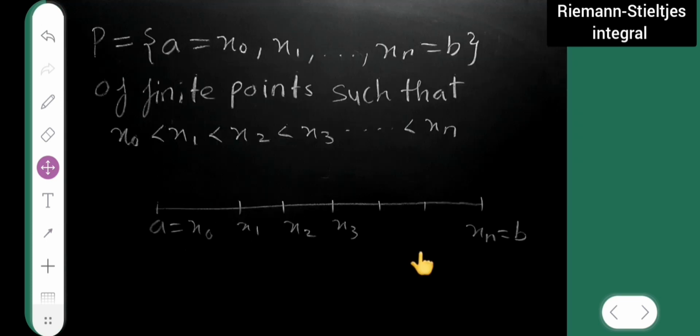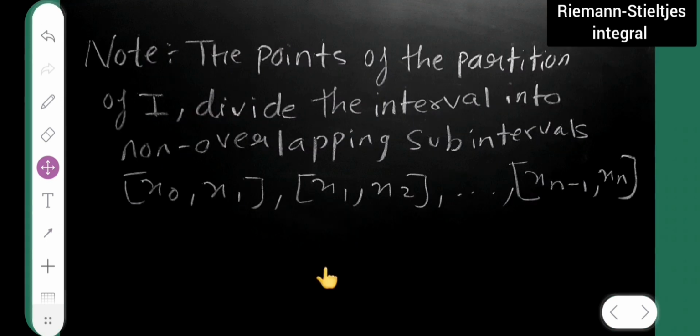Okay, next I want you all to take some note. The points of the partition of I divide the interval into non-overlapping subintervals, that is [x0, x1], [x1, x2], up to [xn-1, xn].